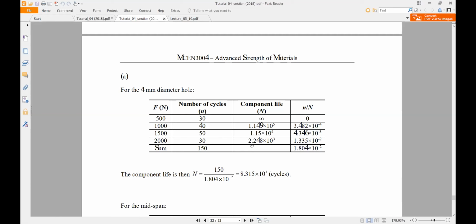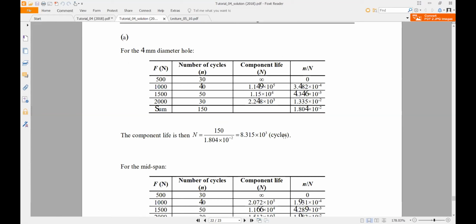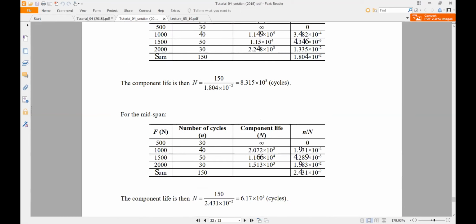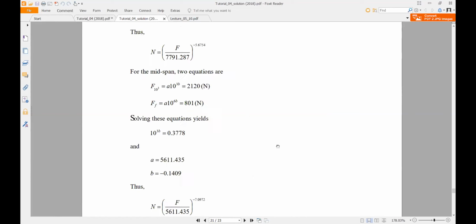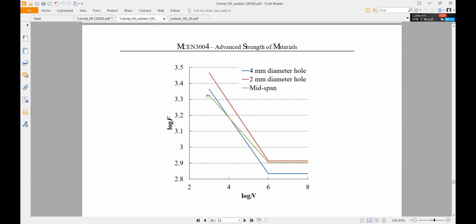value, and according to that you can consider what the infinite fatigue lifetime is and what the non-infinite values are. Then get the ratios and the number of cycles, and at the same time you need to do the mid-span as well and get the component level. According to these two values, you need to consider the least value, because here the mid-span is lowest and here the 4 millimeter hole is lowest. So we don't know which one we need to consider, so you need to do the calculation for both.